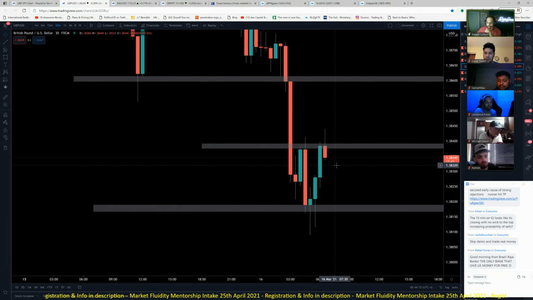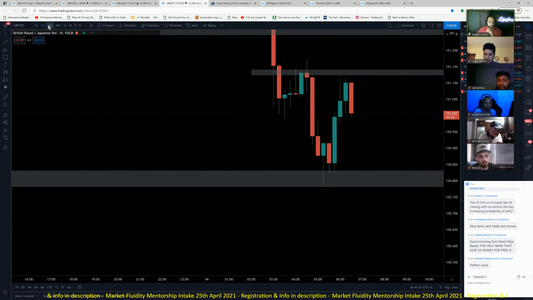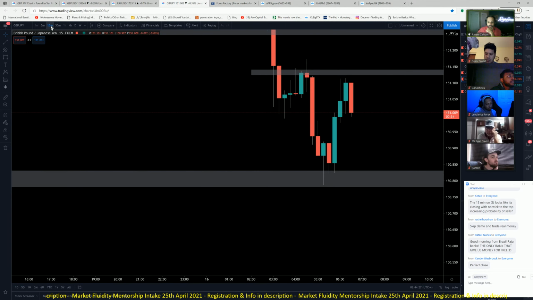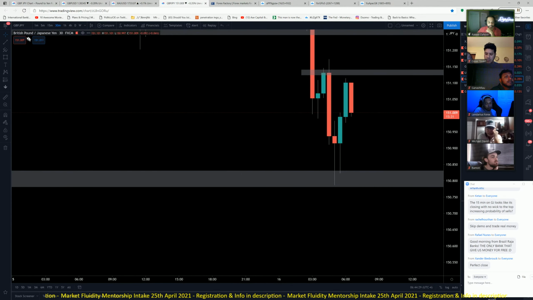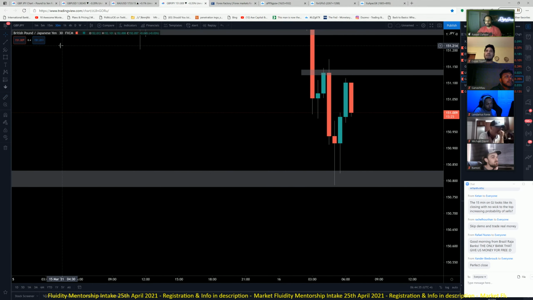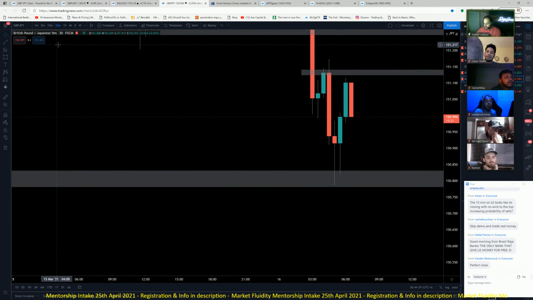Pound USD is also coming back down at this point. Let's take a look here on the 5-minute time frame. You know what I'm going to do? I'm probably going to take a sell around 150.970. 150.970 is where I'm going to take the sell once the 30-minute breaks the previous 30-minute low at that point.